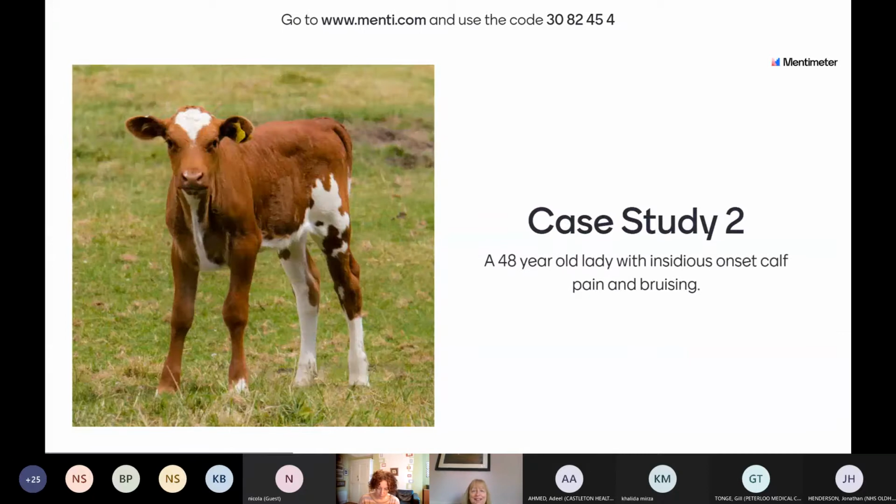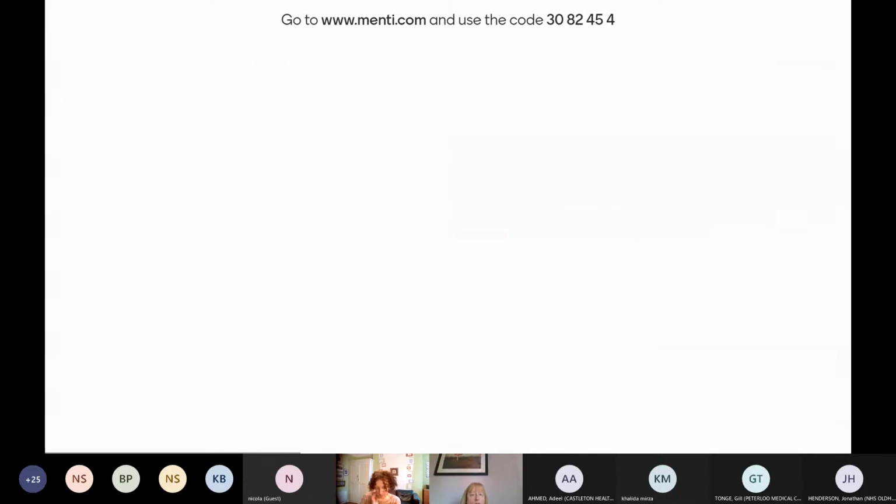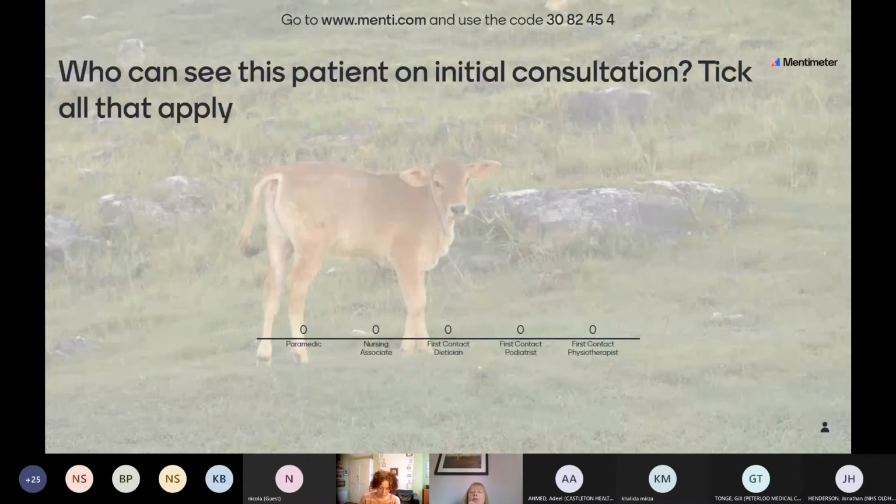Okay, so this was a real life patient as well. This was a 48-year-old lady who presented with insidious onset of calf pain and bruising. She is a mature student, and had travelled over from Poland recently, as she's Polish. Who do you think this lady could see and why? Please tick all that apply.